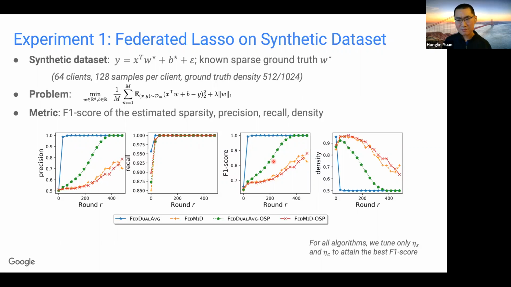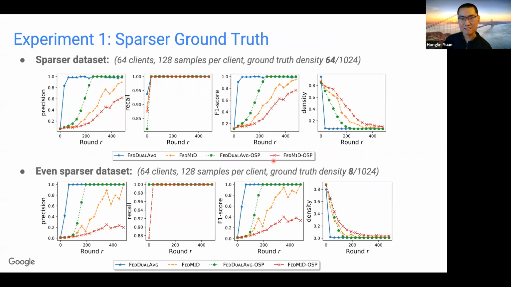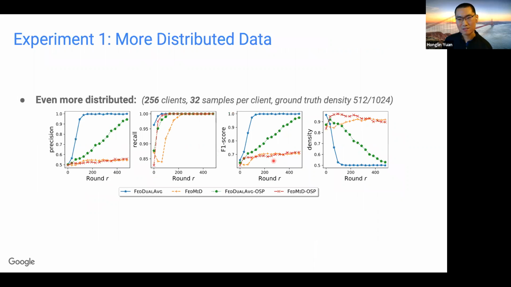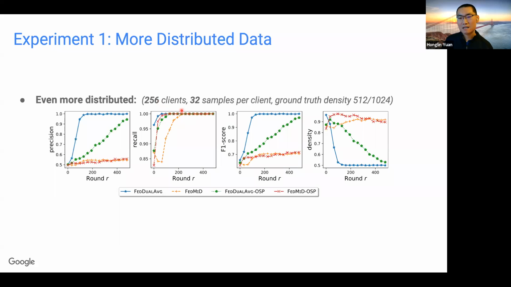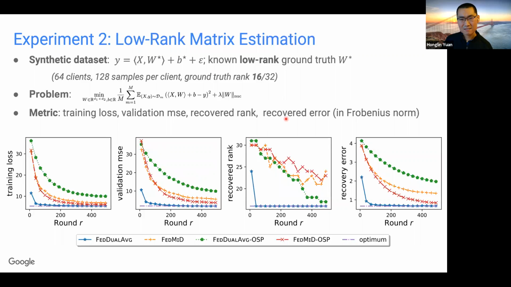But for this L1 problem, it's not that obvious because the L1 proximal oracle is very cheap. We also tested different settings, like sparser data sets or more distributed data sets, and the trends are almost the same. As we can see, for this more distributed data set where the clients are increased from 64 to 256, the mirror descent gets worse because its convergence is much slower, but Federated dual averaging can still converge in less than 100 rounds.